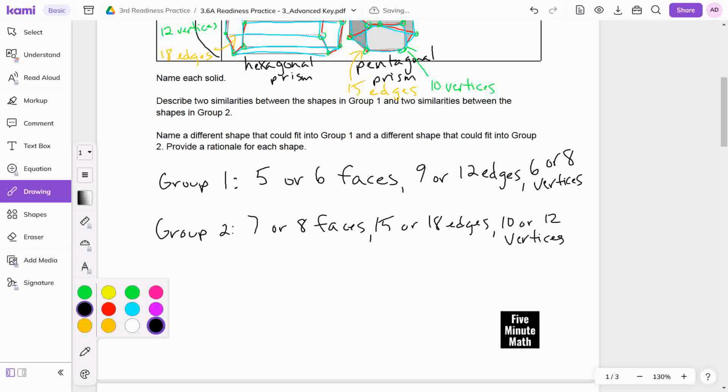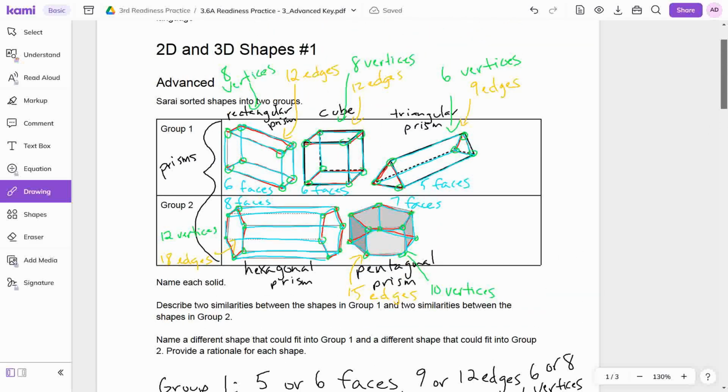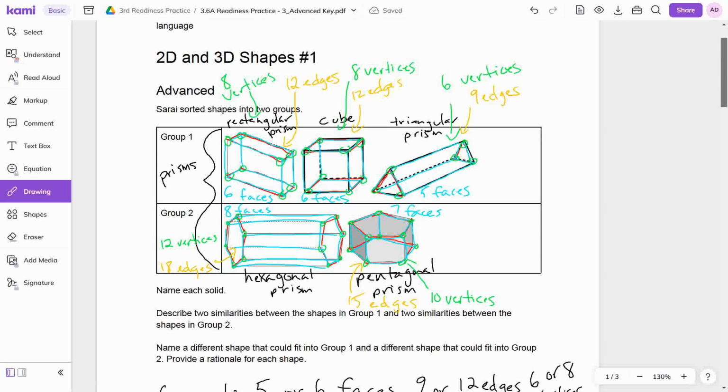Now, I want to name a different shape that could fit into group 1 and a different shape that can fit into group 2, provide a rationale for each shape. All right, so I want to draw a triangular prism here, and I want to make it look very different. So that's one triangular prism. I'm going to draw a triangular prism, or at least I'm going to try to. That looks almost like a block of cheese. I want to get it to where it's sitting on its base.